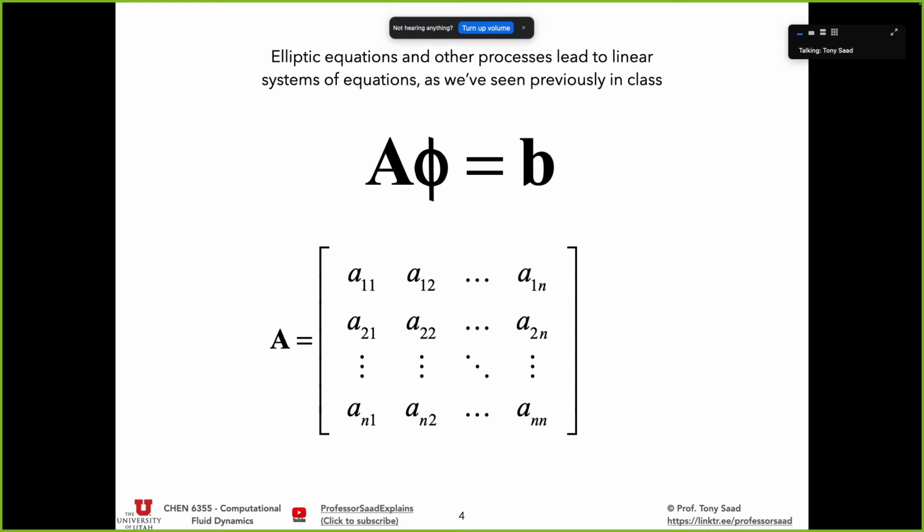Implicit methods also will result in systems of equations. They are in general nonlinear, but then we approximate the nonlinear system by linearizing it, so you always end up getting to linear systems of equations. We didn't cover that in class yet, but we'll touch on it when we look at more advanced Navier-Stokes solvers. But right now, I just want you to keep in mind that, yep, we have linear systems of equations.